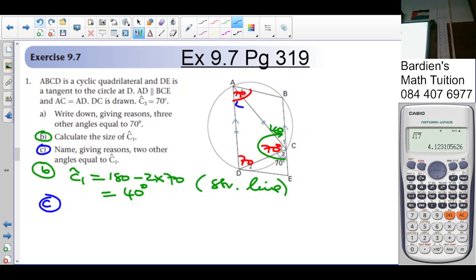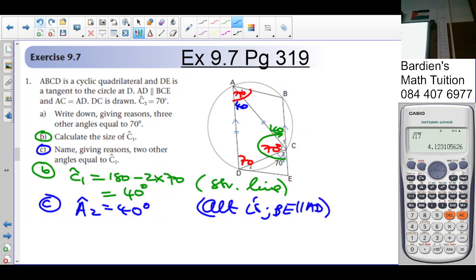A2 is equal to 40. These are alternate angles, with BE being parallel to AD. One more. D2 is 40. You guys copied well from the back of the book. And why is that 40? Tan-chord. Okay, and then we've done the job.